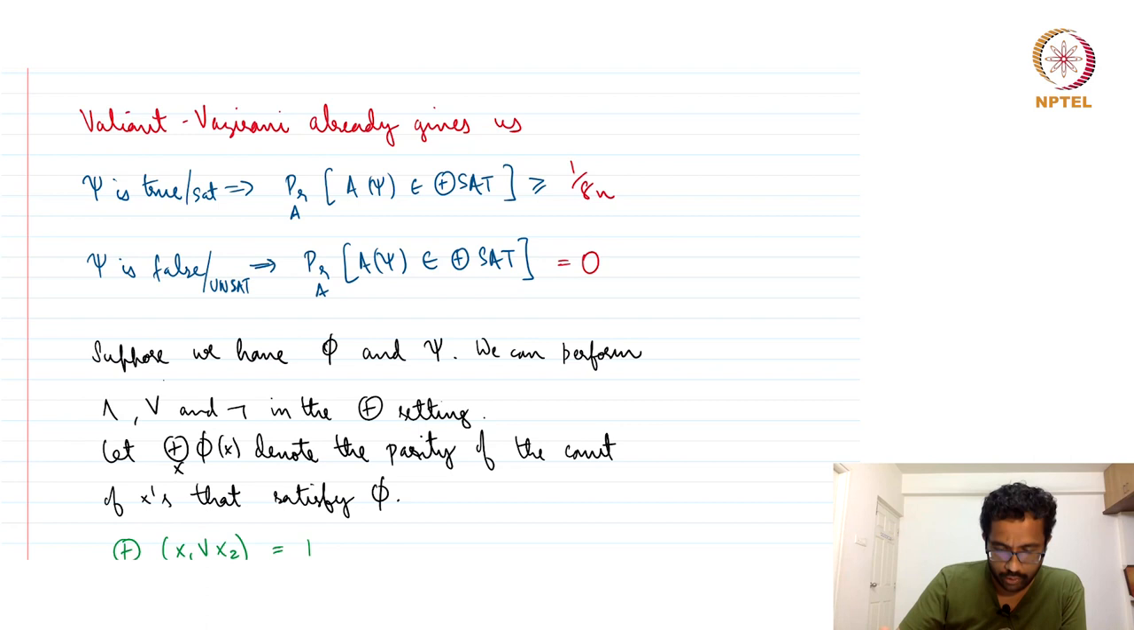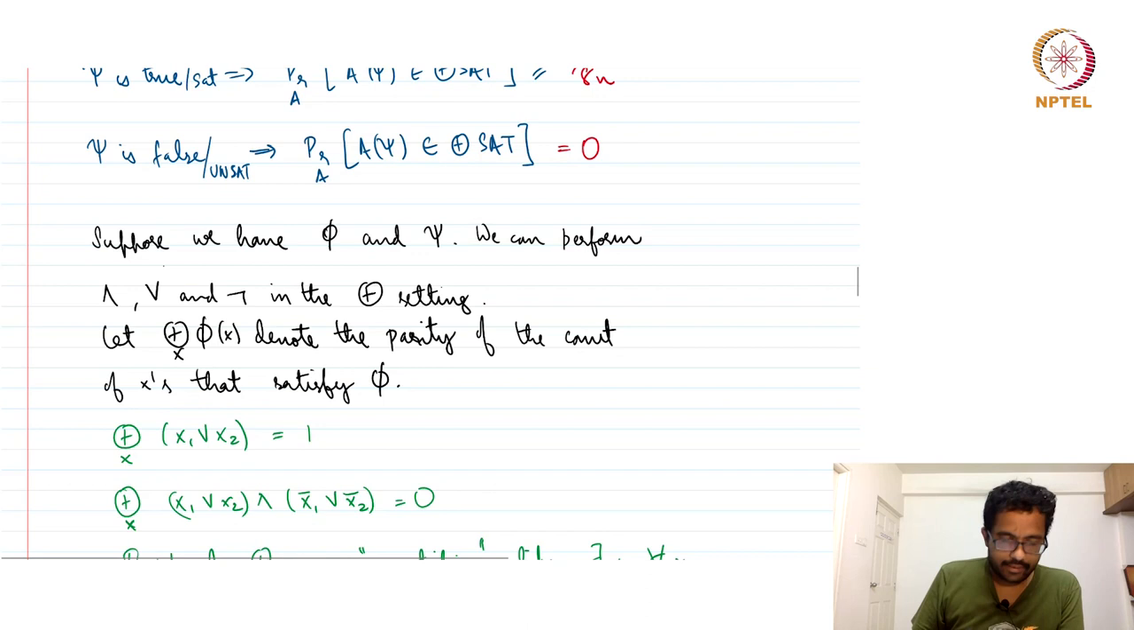Now we will see how to boost this probability of success. This is what Valiant-Vazirani is giving us, because the only issue is that this psi is not strictly speaking a Boolean formula, right? But we can view it as the first there exists, and fix the rest of the variables. Okay.